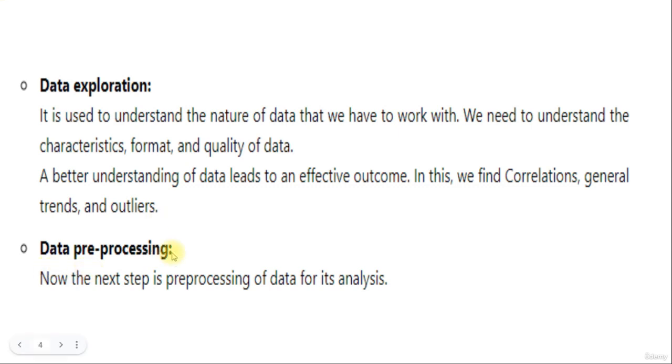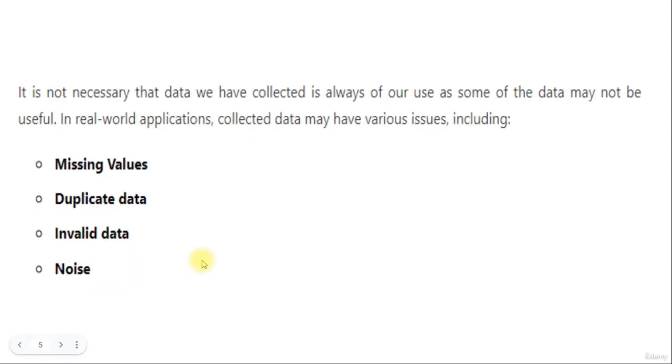In this, we generally find correlation, general trends of the data, and outliers if there are any outliers present in the data. Data preprocessing. Now, the next step is preprocessing for this data that we have explored. We have tested the quality of the data. We are trying to identify different trends and patterns from the data, cleaning it, finding outliers, and then it is ready for preprocessing. Now, it is not necessary that the data we have collected is always of our use, as some of the data may not be useful.